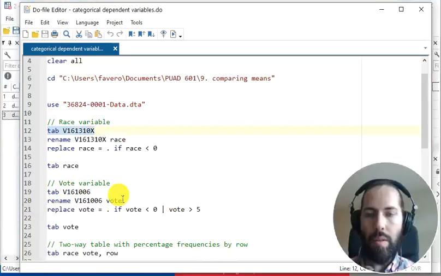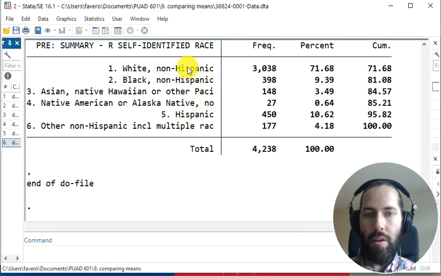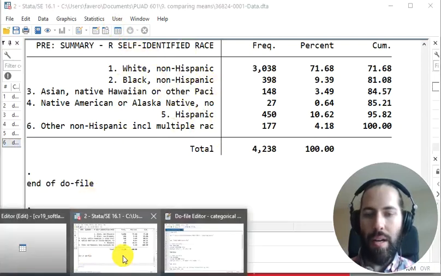And so what I'm going to do is first rename the variable to make it easier to work with. And then I'm just going to change the values of that variable to missing if the race variable takes on a value of less than 0, since missing was coded as -9. Now, if I go back and do tab with this variable, you can see that we don't have -9 showing up here anymore. So that's going to help us do our analysis.